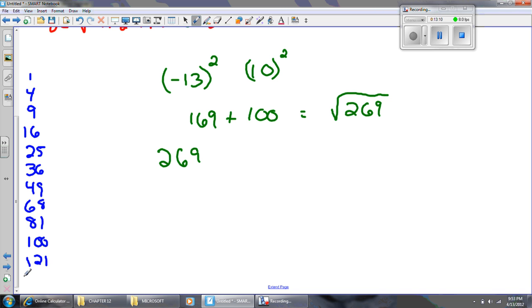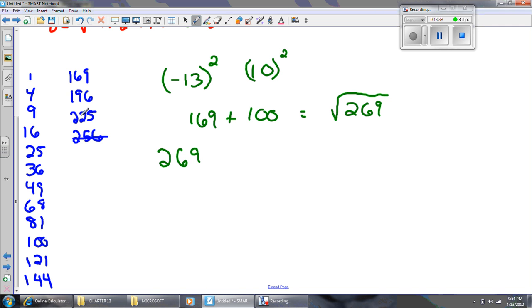121, 144. Ooh, that's gross. 169, 196, 225, 256. And I don't need the list anymore. I'm just going to go through and see if I can get any of these going. I know 256 isn't going to go in evenly.